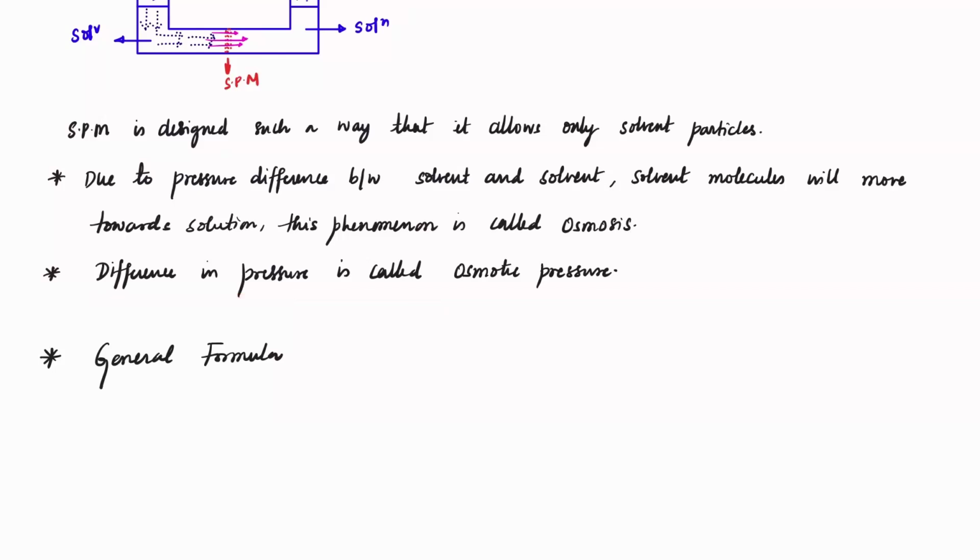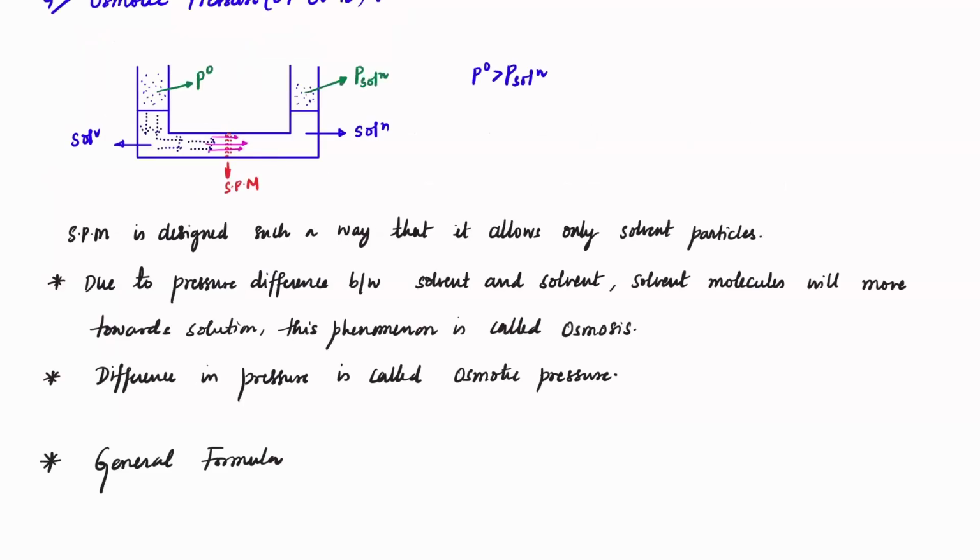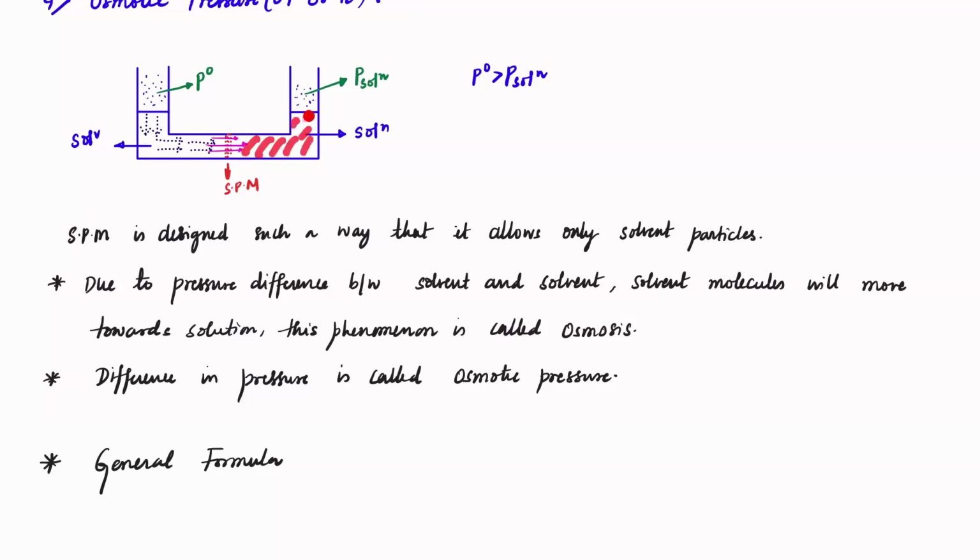See, osmosis is a phenomenon where particles move from low concentration towards high concentration. And that's what is happening. Solvent is at low or zero concentration here. Here the solution is at high concentration, and solvent particles are moving. This is called osmotic pressure.